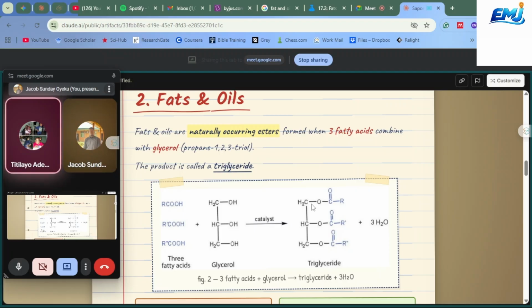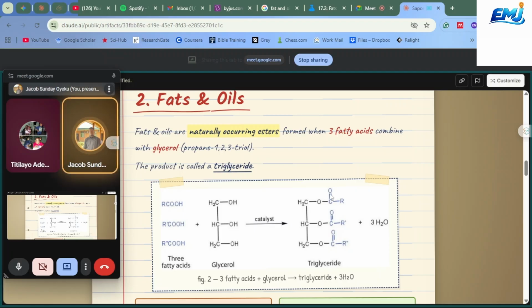The R remains, the CO remains, the O remains, but the H that is supposed to be here, which is what you see here, is no longer there. It's now CH2 that is there. So the H that is here has come to meet water. That's why you have CH2. Do you understand?